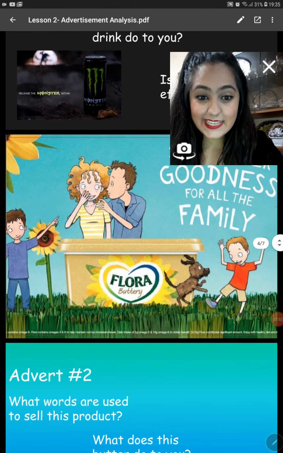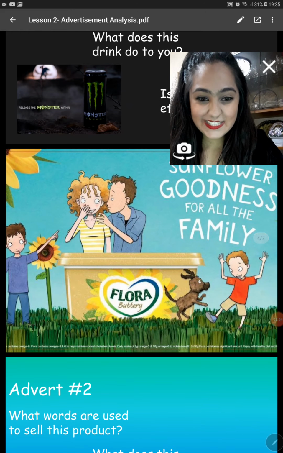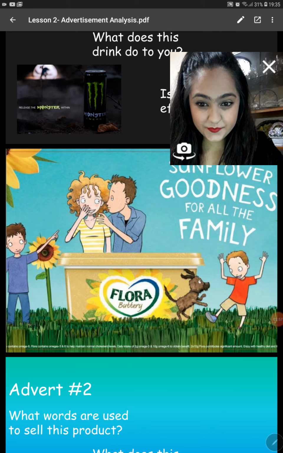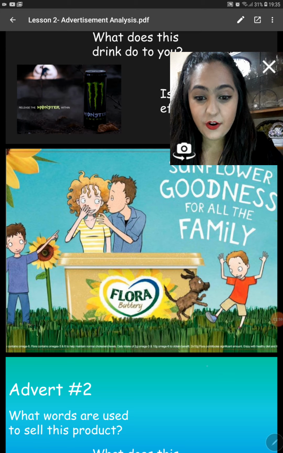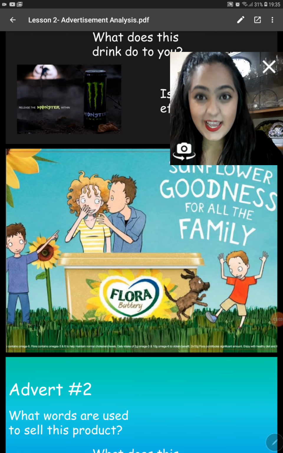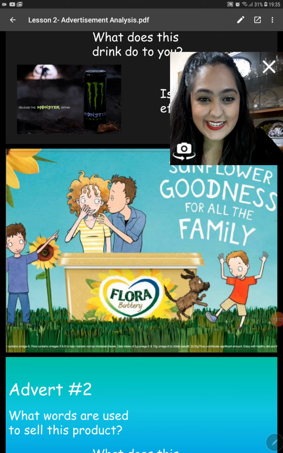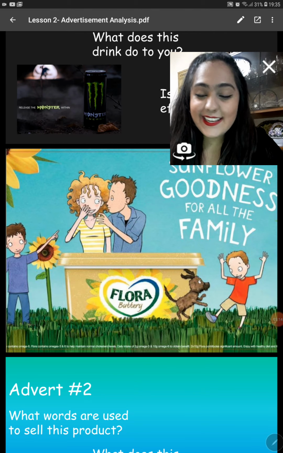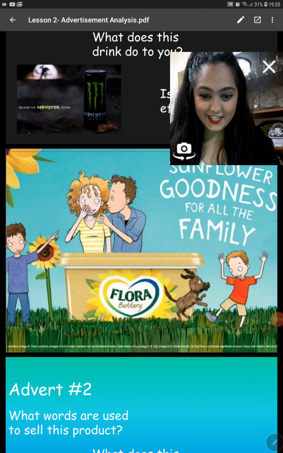The next one says, sunflower goodness for all the family. Then it says Flora Buttery. So this is a Flora advert. I want you to look at the pictures. It looks like a happy family. The boy is playing with his dog. Mom and dad are talking to each other. And it looks like a very happy picture.